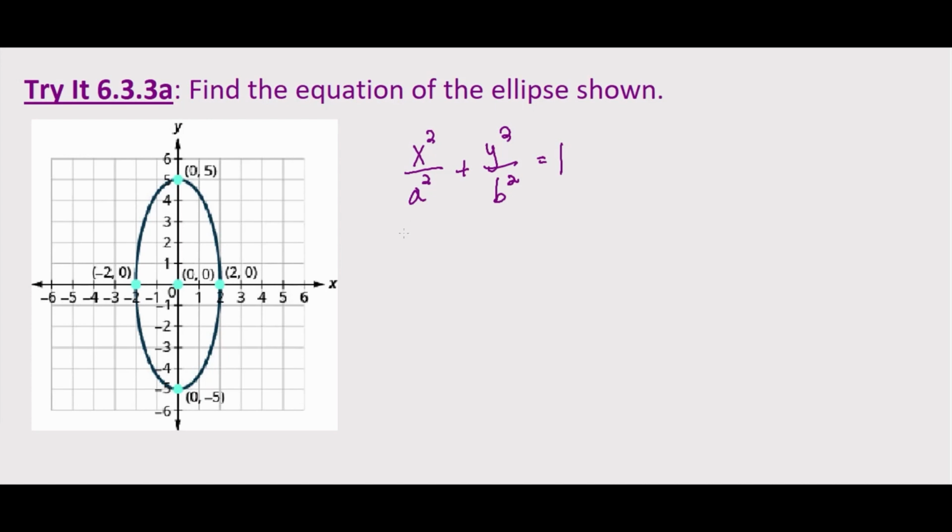Now remember, a is the direction from the center to the points on the ellipse that are, in this case, if it's centered at the origin, on the x-axis, and with y, we're looking at ones that are on the y-axis. So in this case, because it's taller than it is wide, we know it has a major axis that is vertical.